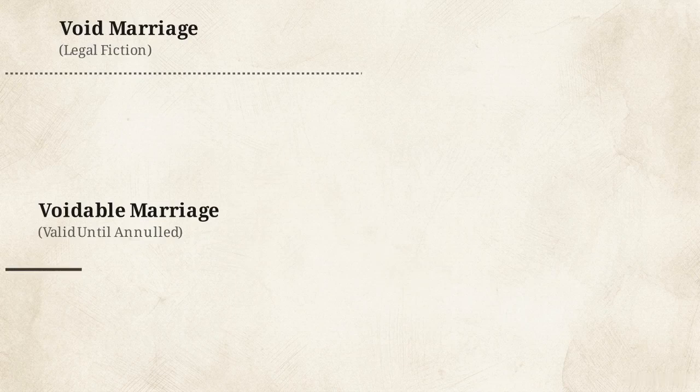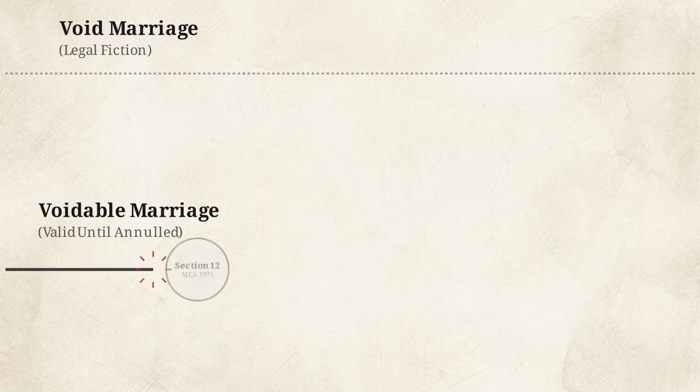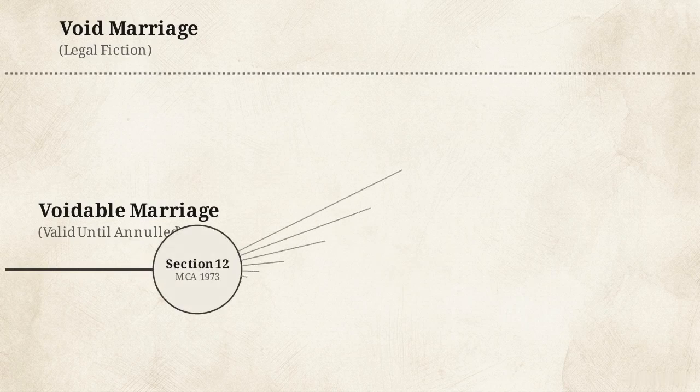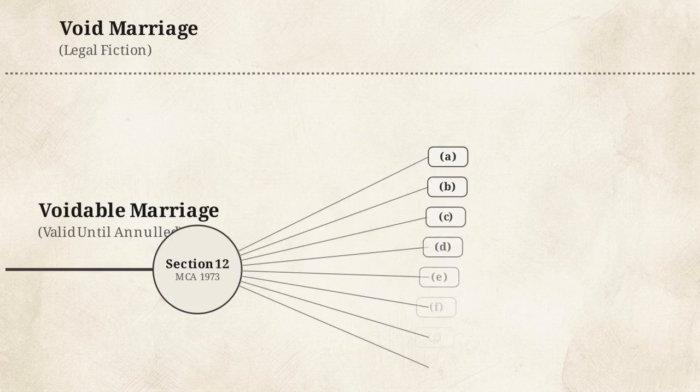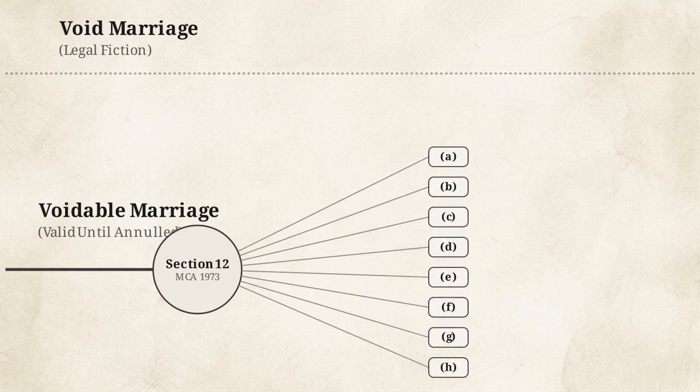That brings us to Section 12 of the Matrimonial Causes Act, 1973, which provides the exclusive, rigid statutory framework governing voidable marriages. Section 12 outlines exactly 8 exhaustive grounds that make a marriage voidable, organized into subsections A through H. If your case does not fit one of these 8 slots, you cannot get an annulment.